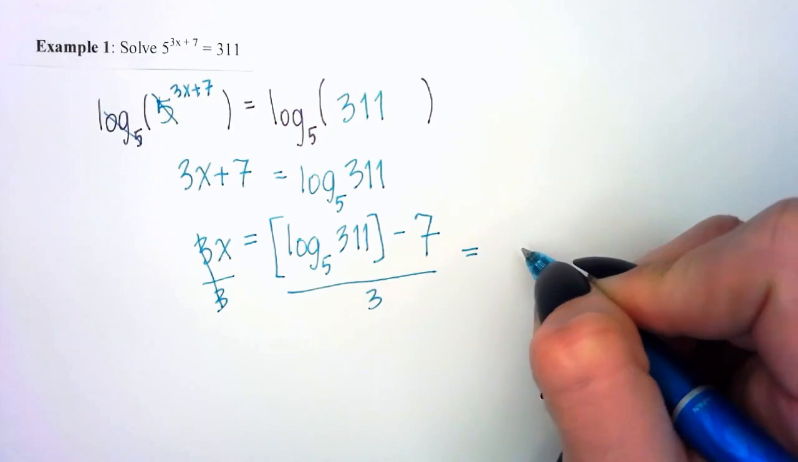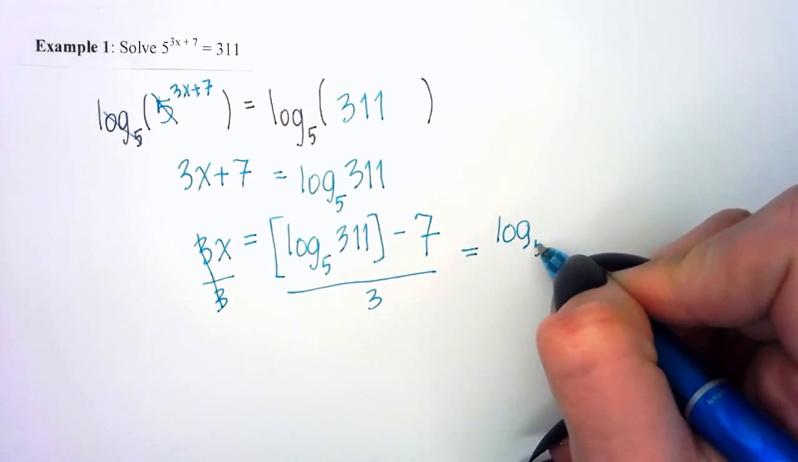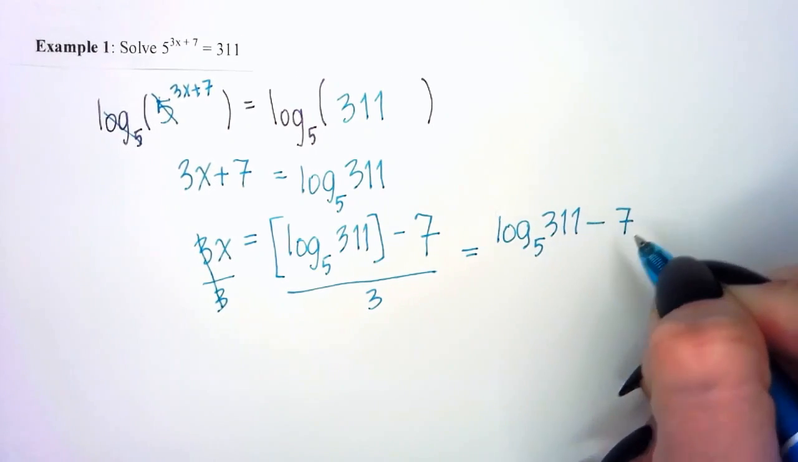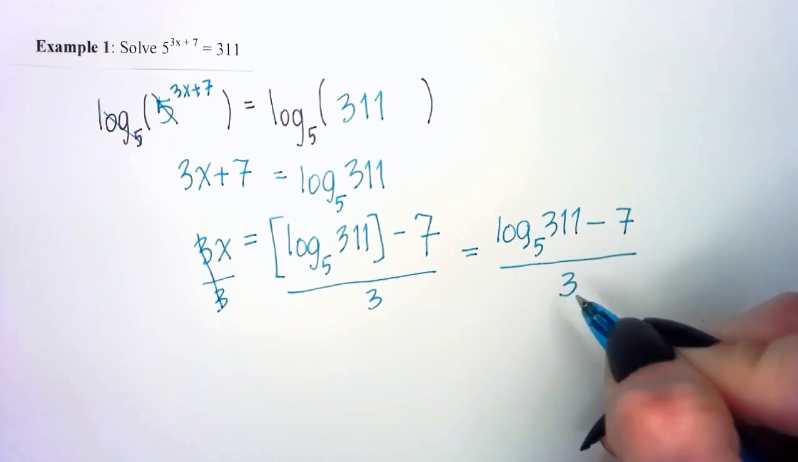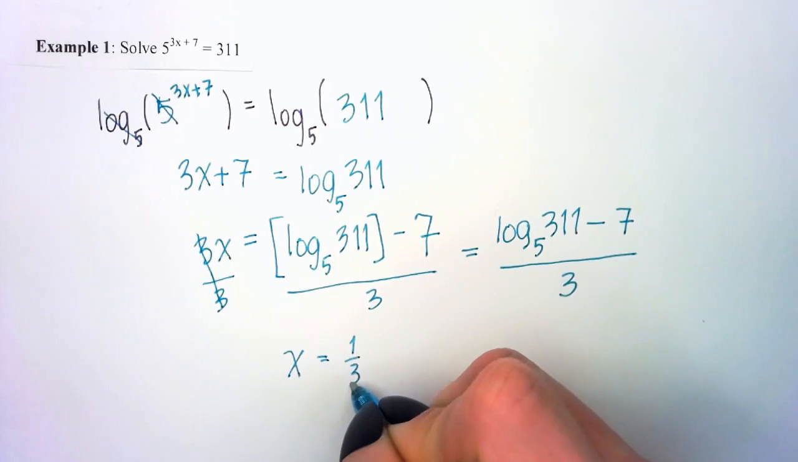So I can say that x equals something that looks like this. Maybe we write it without that bracket, or maybe we write it, instead of being over 3, with a 1/3 in front.